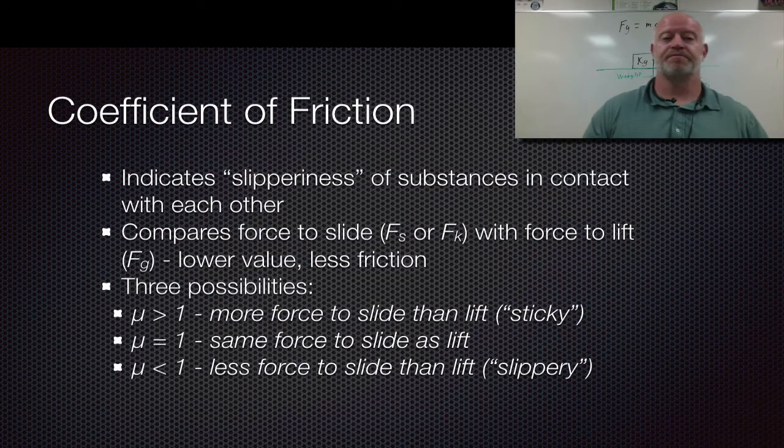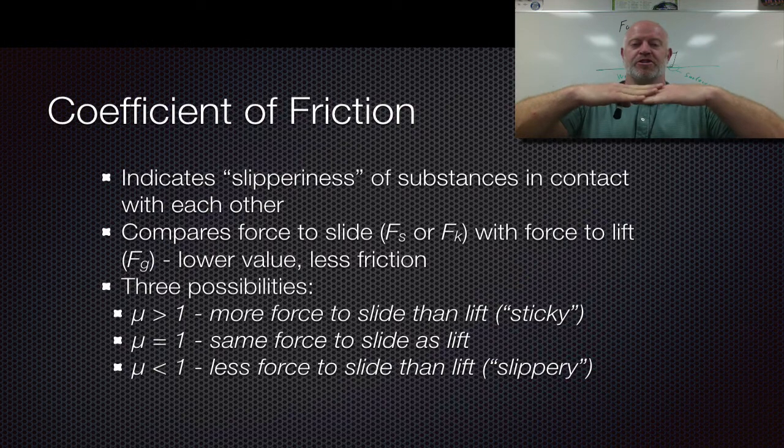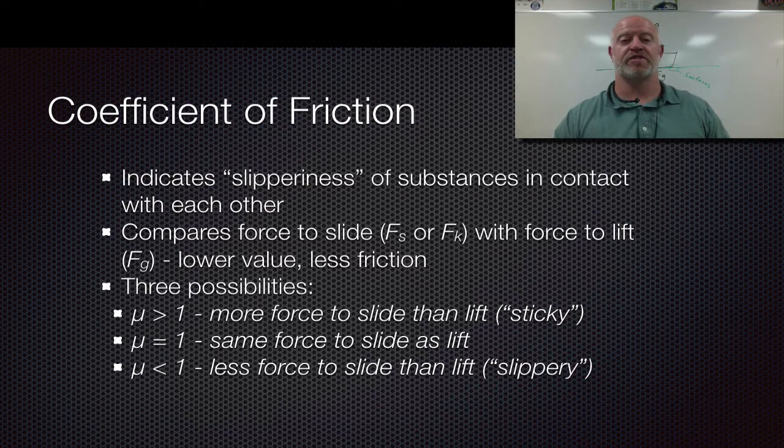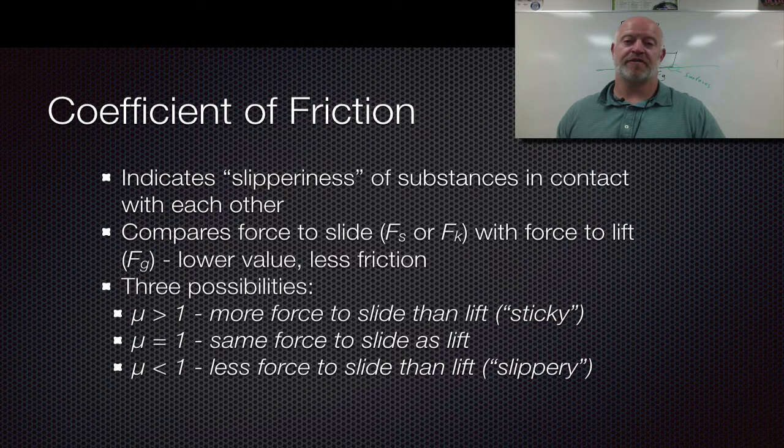Now, the coefficient of friction basically tells us how slippery something is. We put two things in contact with each other, and they slide past each other. If they have nice smooth surfaces, or if there's some sort of thing that keeps it nice and slippery, it would be a lower coefficient of friction. If it was something that is really rough or had a tendency to stick, that would have a high coefficient of friction. What it does is compare the Fs or Fk with the force to lift our object. So the lower it is, the less friction we have.